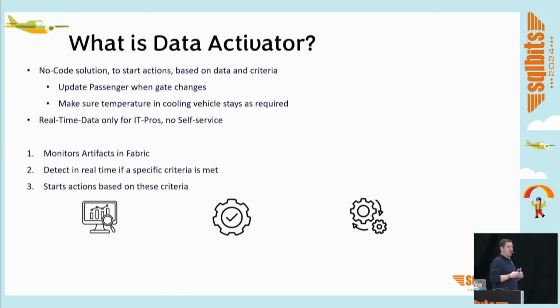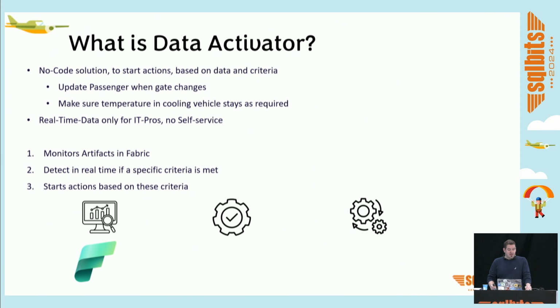So in theory, the whole data activator thing is pretty easy to understand. It's a three-step process. We have some data, we have something that is triggering our change, and then we want to take some action. That's the theory. Pretty simple, I guess.